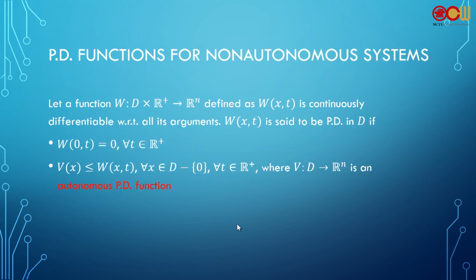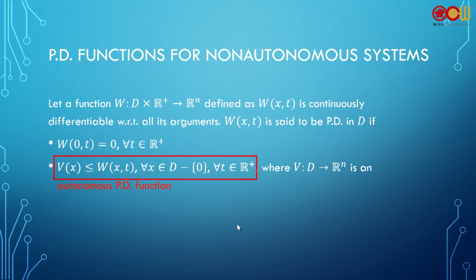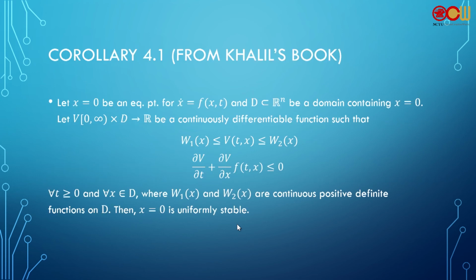For the positive definite PD function, we're trying to find the lower bound. For the PD function, we find the lower bound of W if it exists. And for a decreasing function, we're trying to find its upper bound. We mentioned so many definitions: decreasing, radially unbounded, and PD, PSD for non-autonomous functions. So what's the motivation for those definitions? Well, they can be used to prove the stability for non-autonomous systems.